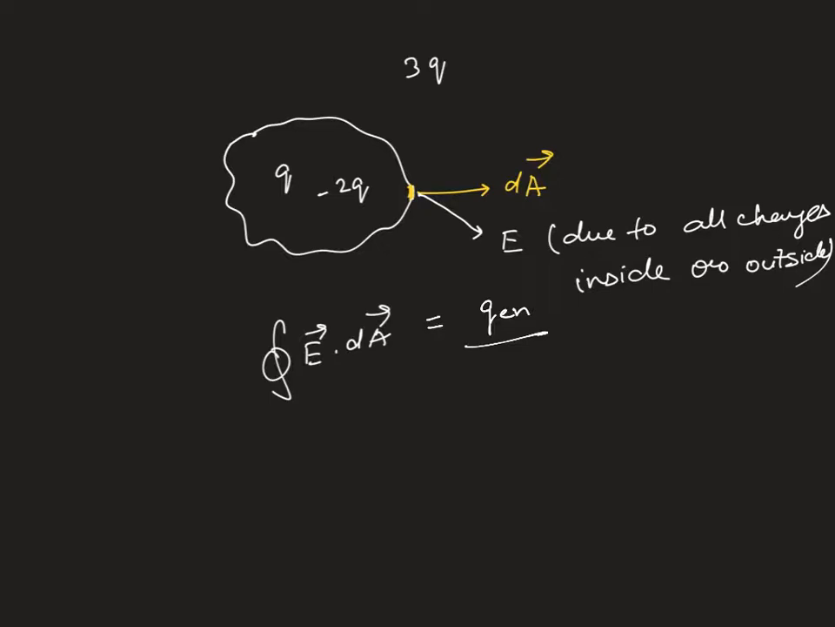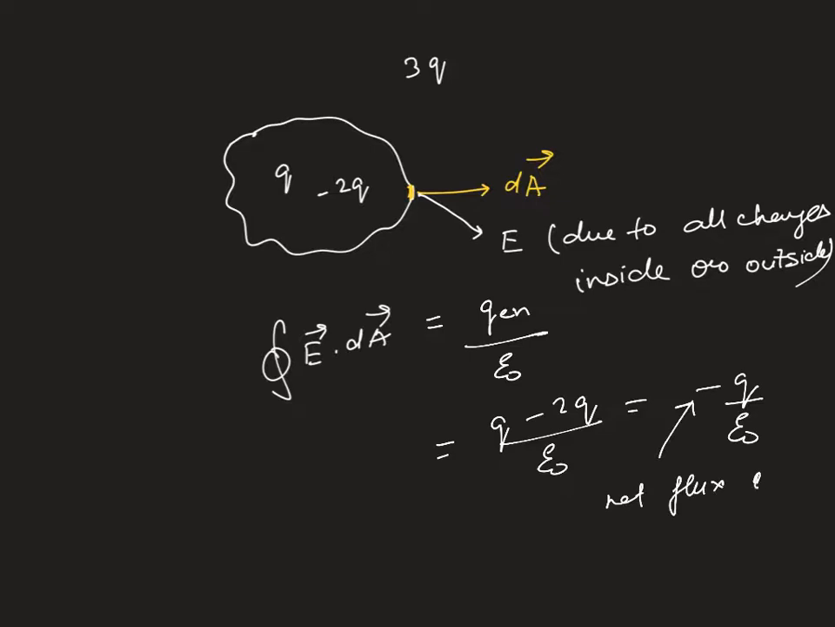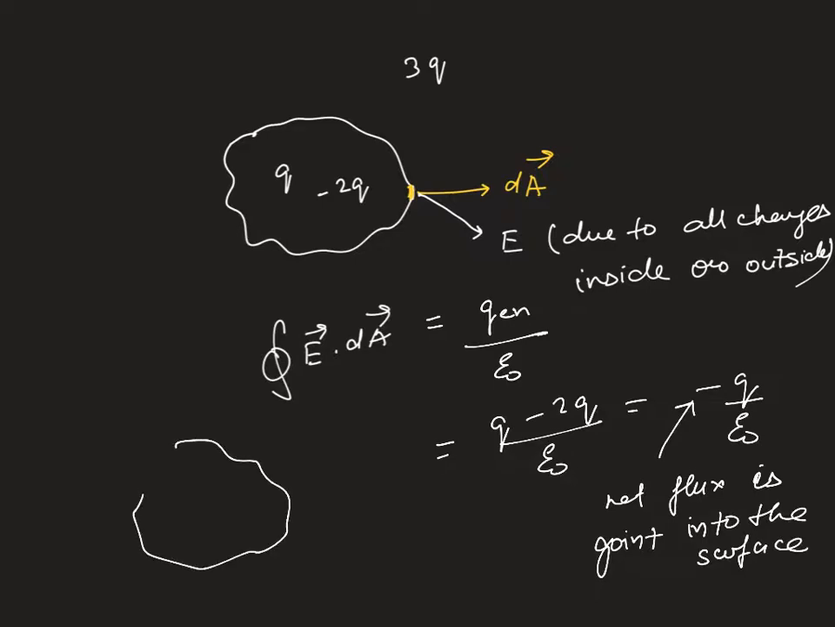And what is going to be Q enclosed here? It's very simple. The Q enclosed value is Q minus 2Q by epsilon naught, and that will be minus Q by epsilon naught. And what does this minus mean? It means that the net flux is going into the surface. So if I have a surface like this and there is Q and there is minus 2Q here and there is 3Q outside also, the net flux is going into the surface because the negative charge is greater.